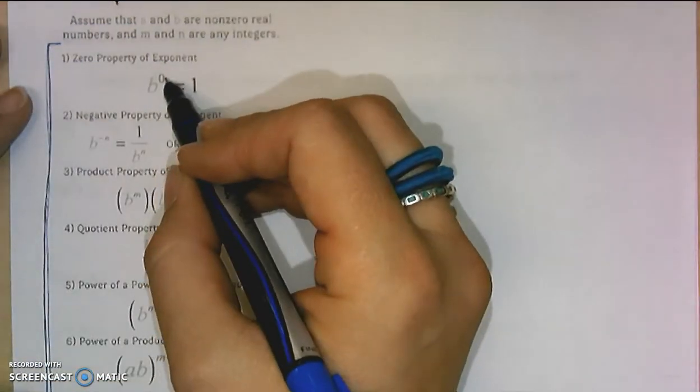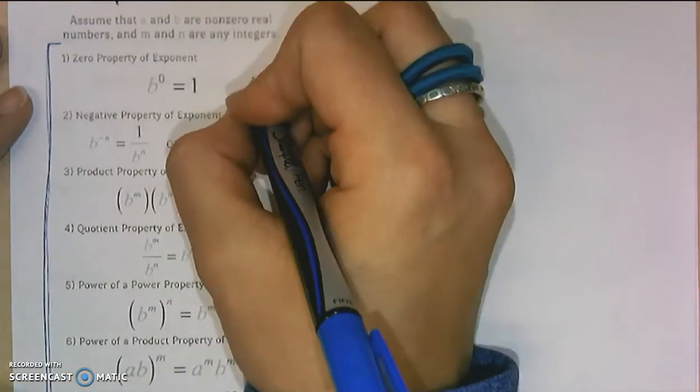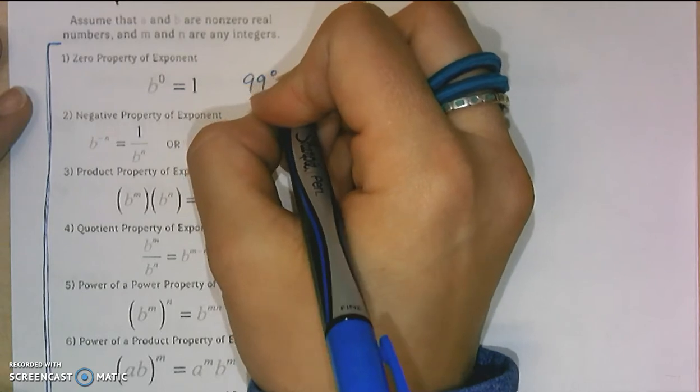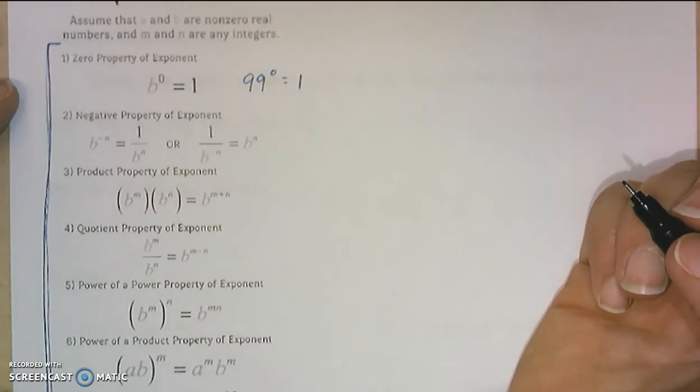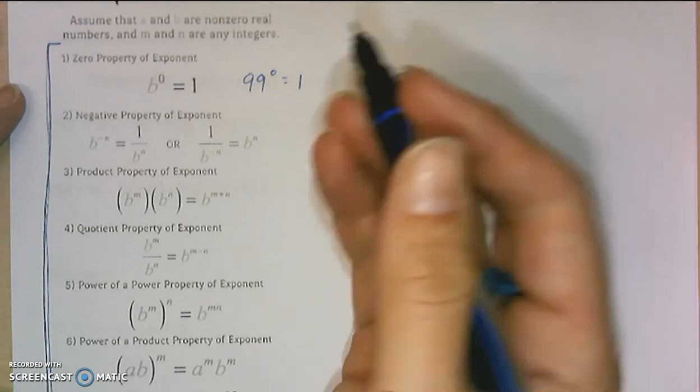Anything raised to the 0 power is always 1. Even if I have 99 raised to the 0 power, that equals 1. It doesn't matter if it's a letter or a number, if it's raised to 0, it's always equal to 1.